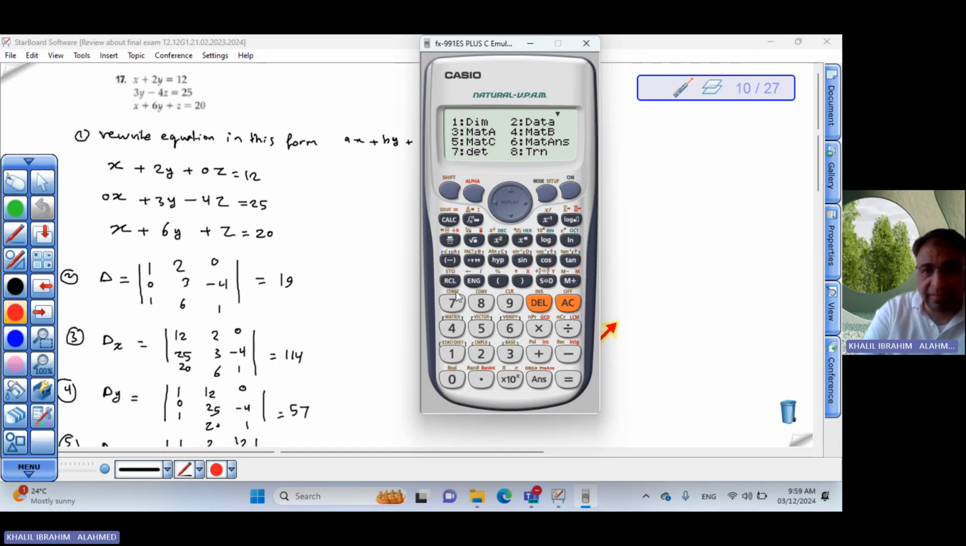matrix 4, 7, determinant. Okay, then select shift 4, 3, close to get the answer 114. 114, this is delta x, and the same way delta y. Delta y also, repeat the previous steps, as you see here.